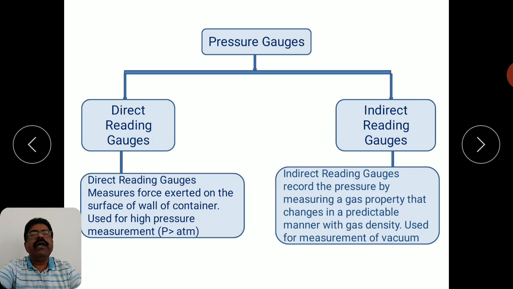In that case, gas properties will certainly change. Some of the gas properties change, so we can calibrate this change in gas property for measurement of vacuum. That is the basic principle of operation of the vacuum gauges. Here the gas property is related to the gas density, and that can be used for measurement of the vacuum. That is the basic difference between the direct reading gauges and the indirect reading gauges.